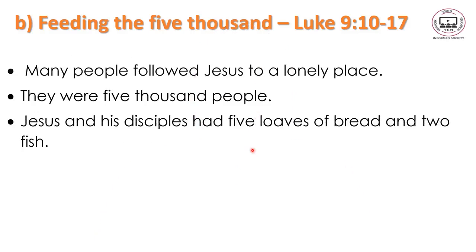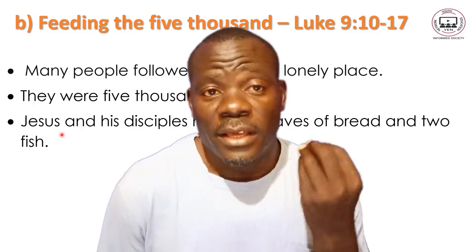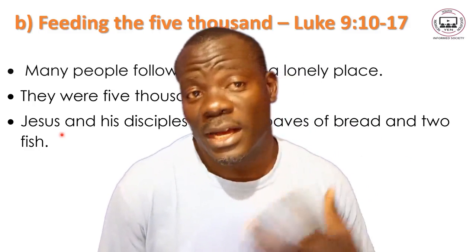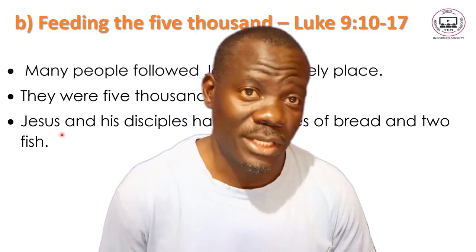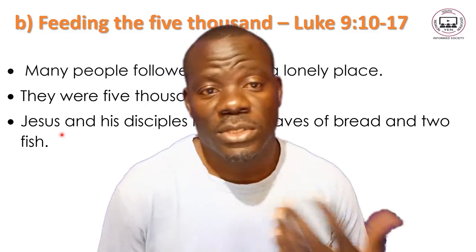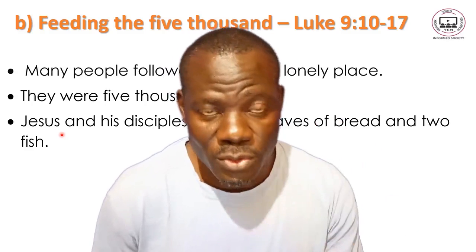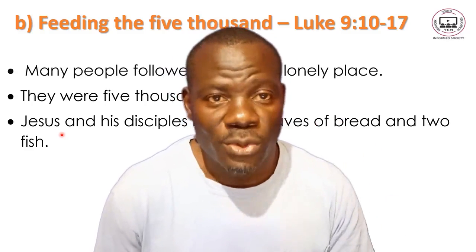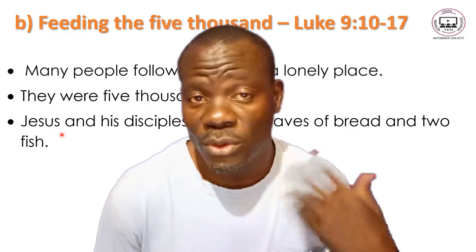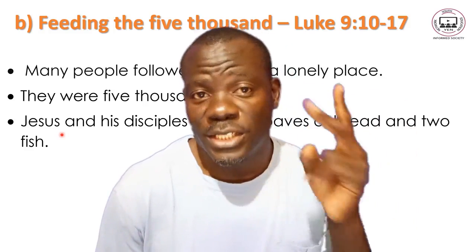So those 5,000 people followed him. Jesus and his disciples had 5 loaves of bread and 2 fish. It was growing dark, and the people were hungry now. They wanted to eat something. When the disciples asked Jesus to send these people away, it was found that of all that group, only 5 loaves and 2 fish were there.